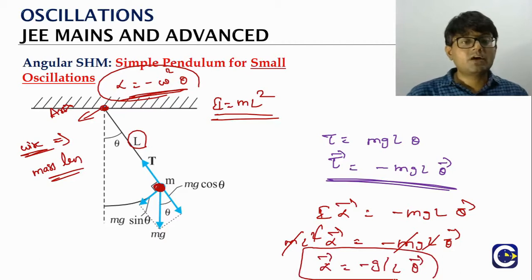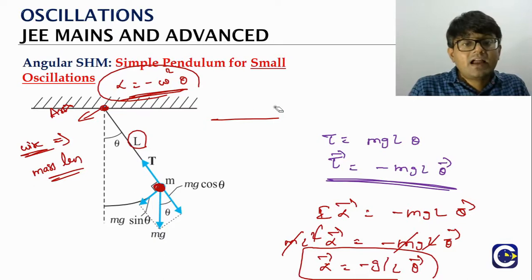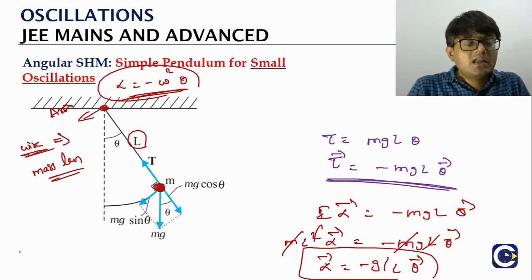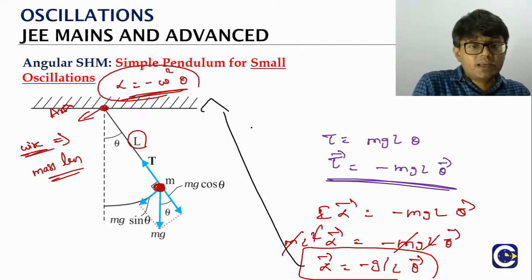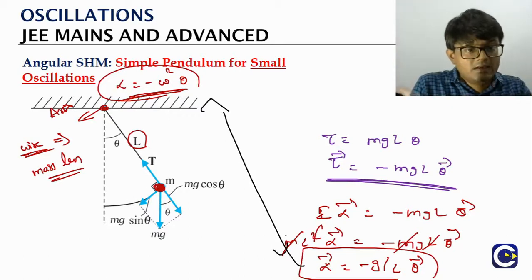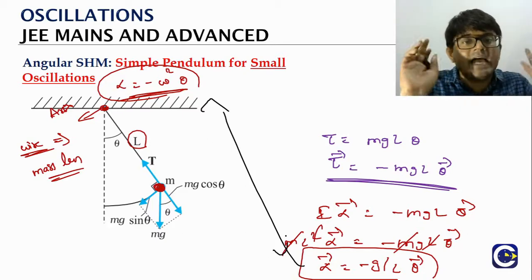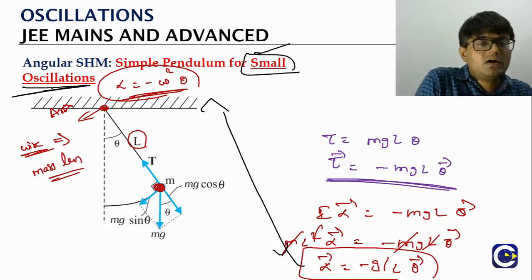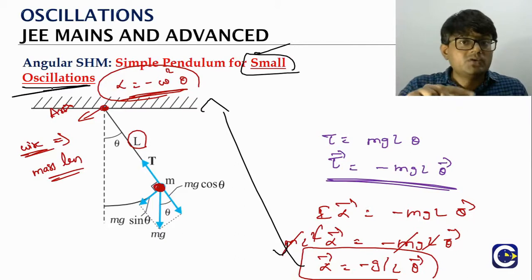Alpha is equal to minus g by l into theta. Now compare this with the standard equation of angular SHM. The angular SHM standard equation should be like what? Alpha is equal to minus omega square theta. So first of all, when you compare these two, we are able to see they are in the same pattern. Alpha is proportional to minus theta. So we are confirming that it is angular SHM. But under what assumption? Small oscillations. If that is not there, we would not be in a position to simplify sin theta into theta. Only then we are able to get it.